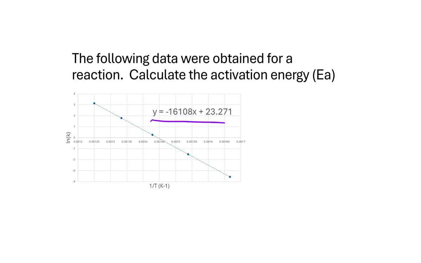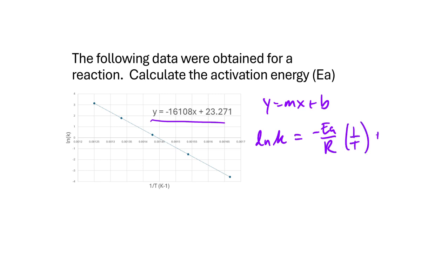this equation, y equals mx plus b, for that line, in terms of the Arrhenius, is essentially ln of k equals minus EA over R times x, which is 1 over t, plus natural log of A. So that's the Arrhenius equation. That is what we're fitting when we plot ln of k versus 1 over t. This is that equation for the line in terms of the variables that we need in the Arrhenius.